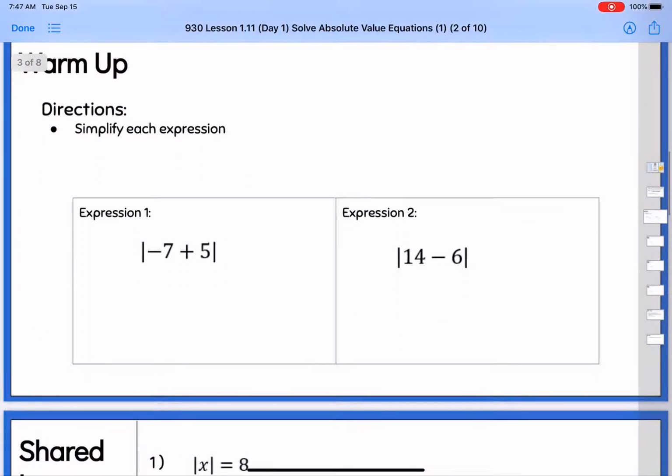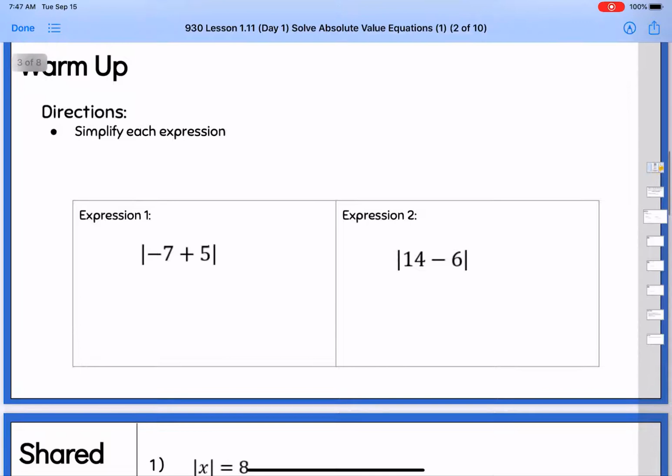So just for a little warm-up here, I know you've seen these absolute value problems before, a lot of times with order of operations. So let's just make sure that you can remember how to use that absolute value. Go ahead and pause your video right now and see if you can do those first two warm-ups.